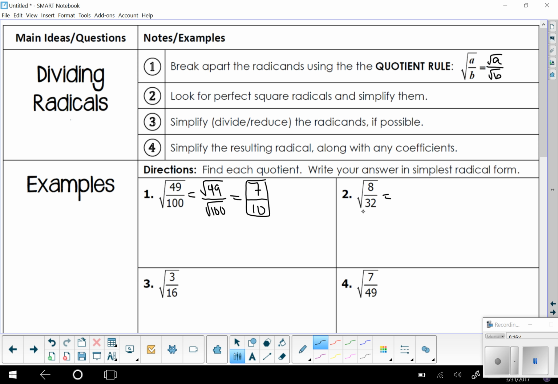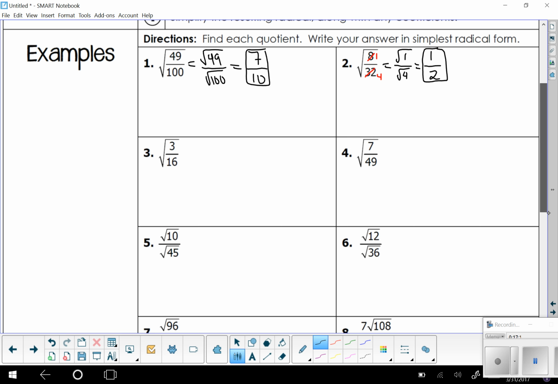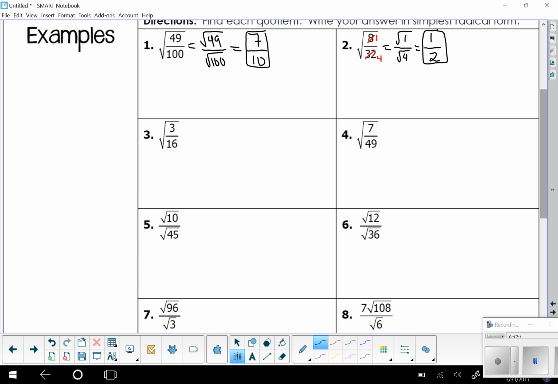With this one, it is better to reduce. So let's clean it up. Put it in its own square root. Square root of 1 is 1. Square root of 4 is 2. For this one, nothing you can reduce. So put it in its own square root. Square root of 3 stays. Square root of 16 is 4.